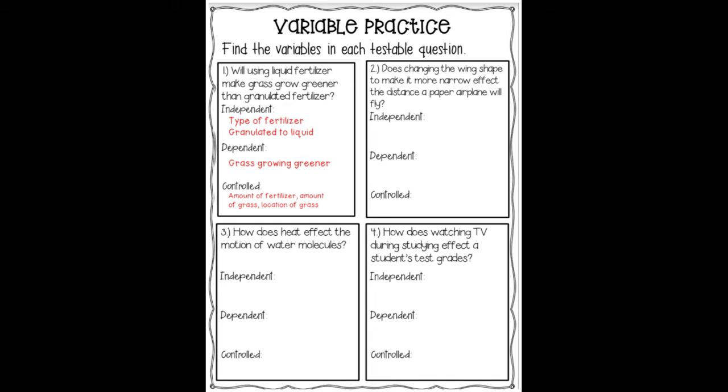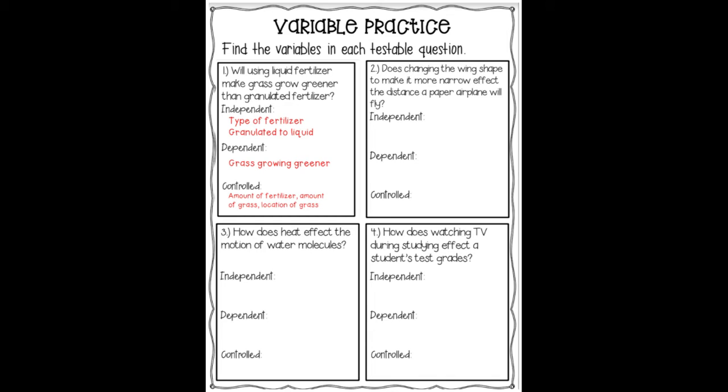Dependent variable is the grass growing greener. So will the grass grow greener with granulated fertilizer or liquid fertilizer? And then our controlled variables include the amount of fertilizer, the amount of grass, the location of the grass. You can also add the amount of water used to water the grass, many, many things.